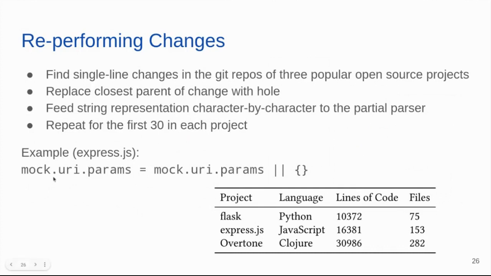You can see one example of a single line change of our corpus here. That is mock.uri.params equals mock.uri.params or empty object in JavaScript. And that would also be the literal string that we would feed to our partial parser to see if it is able to reconstruct it.